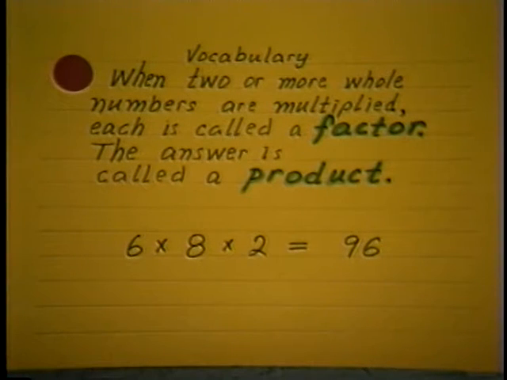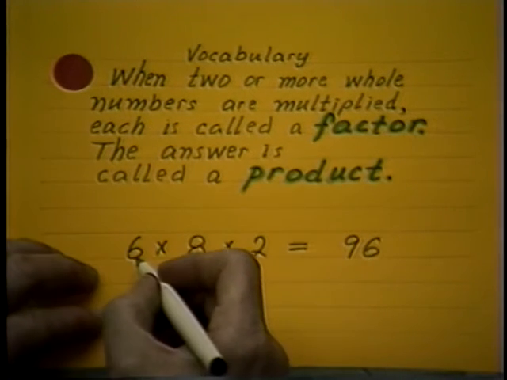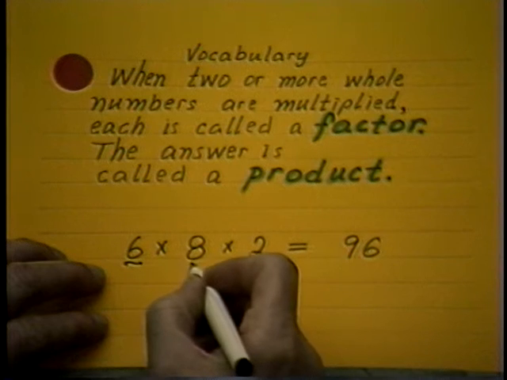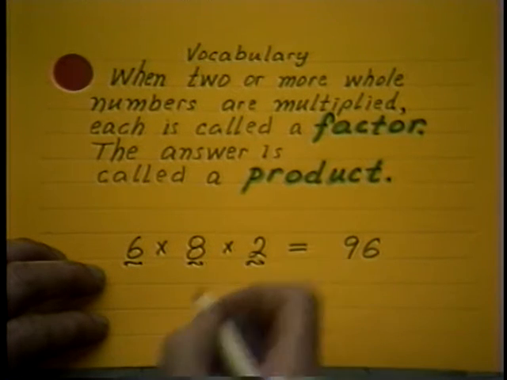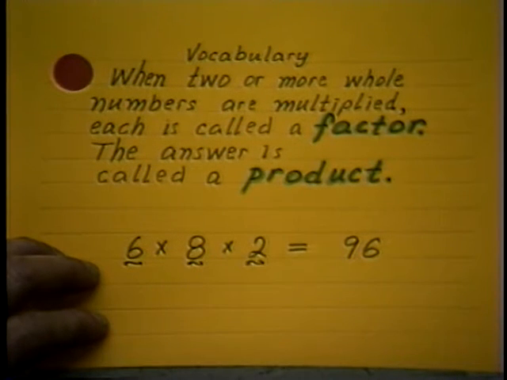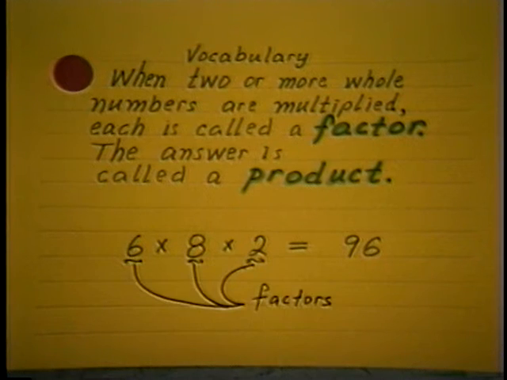First, and as usual, let's build our vocabulary. When two or more whole numbers are multiplied, each of your multipliers is called a factor. The answer is called a product. So in this double multiplication problem we have down here, there are three numbers involved in the multiplication. So each of them we'll call factors.